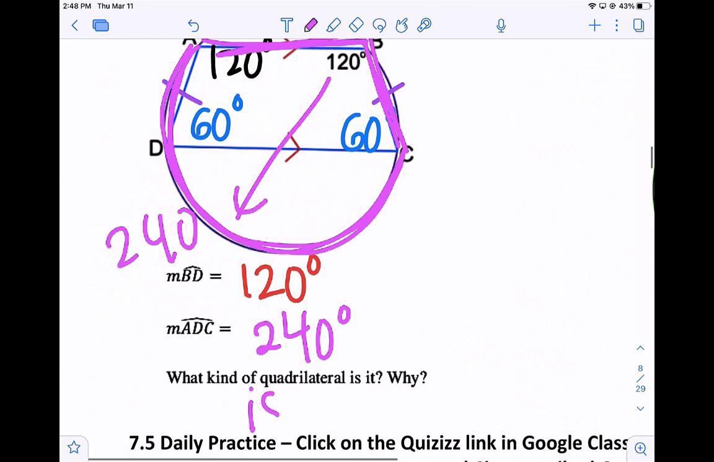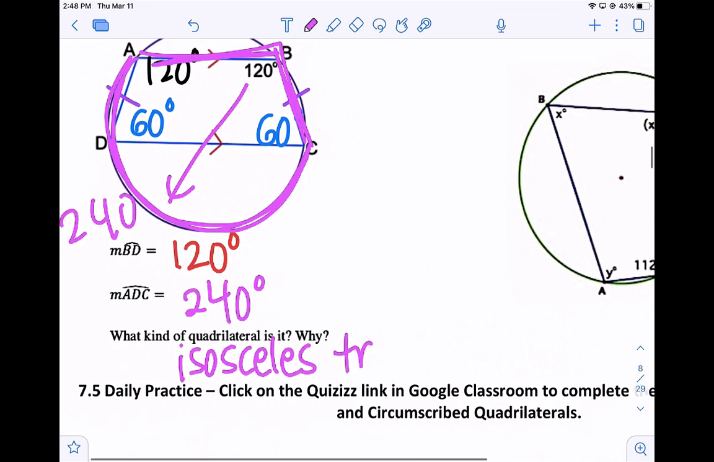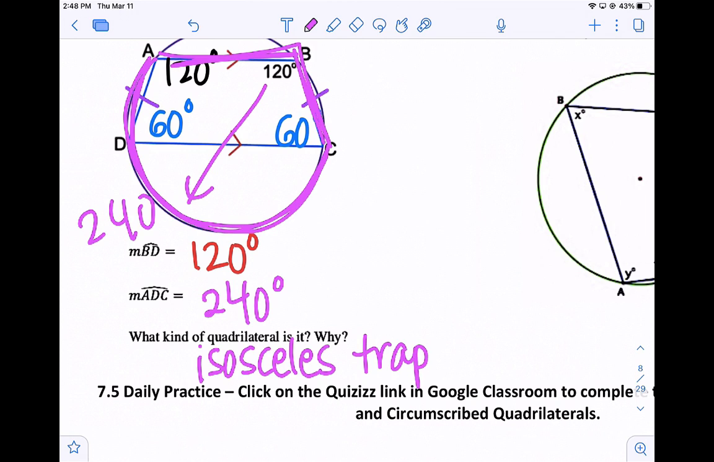And we talked about how this is an isosceles trapezoid, because you have one set of parallel lines to make the trapezoid, and our base angles are congruent, so it's an isosceles trapezoid.